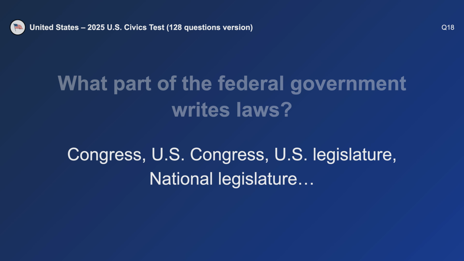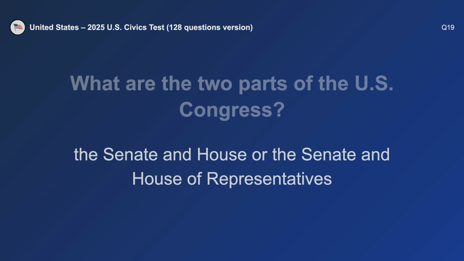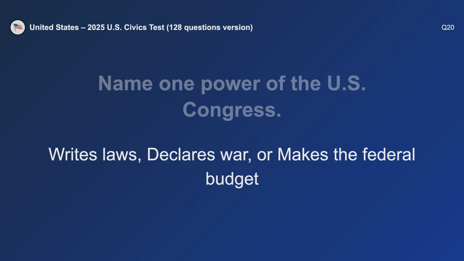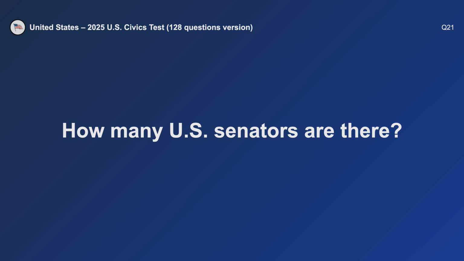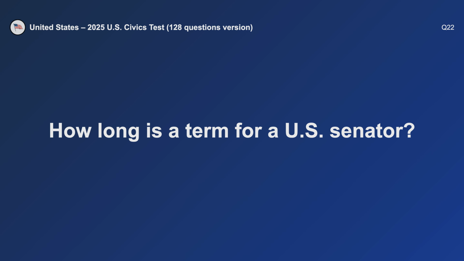What part of the federal government writes laws? Congress. What are the two parts of the U.S. Congress? The Senate and House. Name one power of the U.S. Congress. Declares war. How many U.S. senators are there? 100. How long is a term for a U.S. senator?